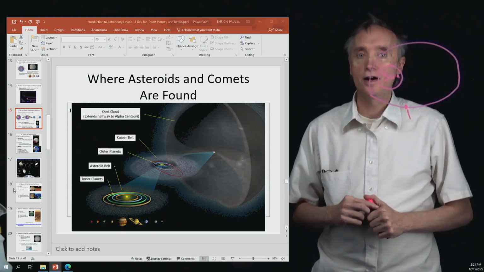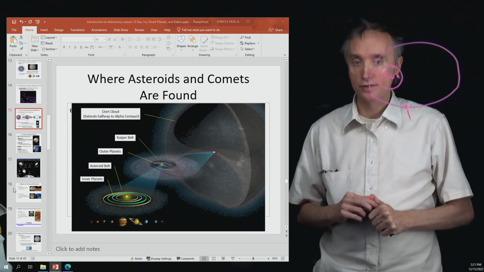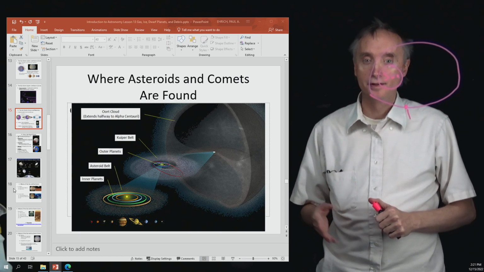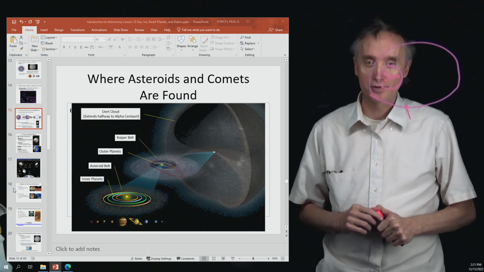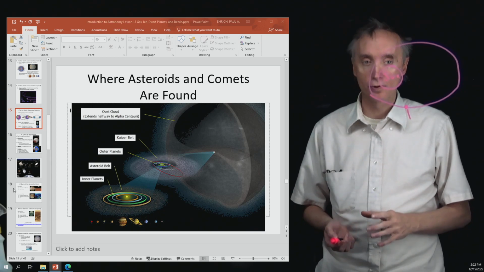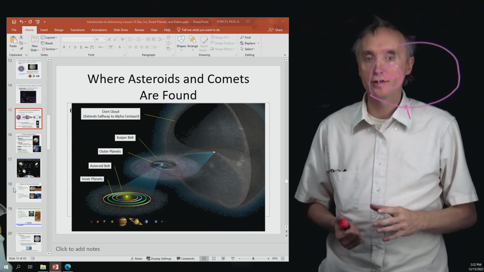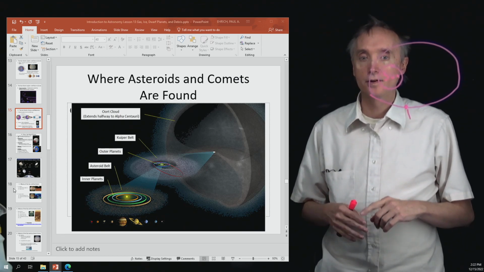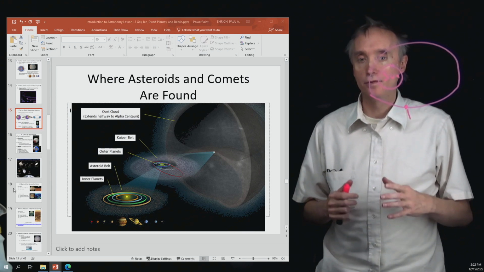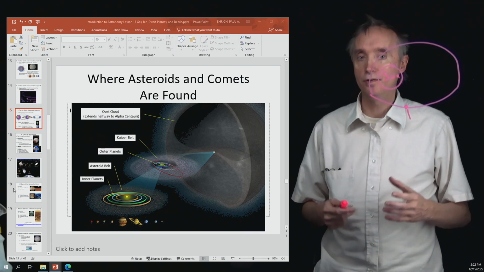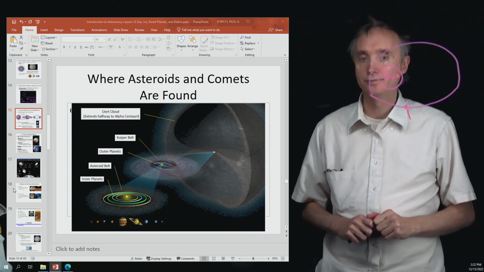So where do you find asteroids and comets? In this picture, in the lower left-hand corner, you see the sun, that yellow dot, and it's surrounded by 4 rings. Those 4 rings represent the inner planets: Mercury, Venus, Earth, and Mars. Then outside of the orbit of Mars is what's called the asteroid belt. What do you think is found in the asteroid belt?